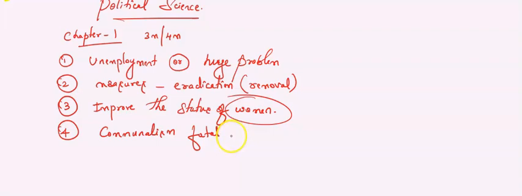How is communalism fatal to national unity? Explain. Next question. What are the solutions or remedies? Both are one and the same. Remember these terms. What are the solutions or remedies to prevent the problem of communalism?